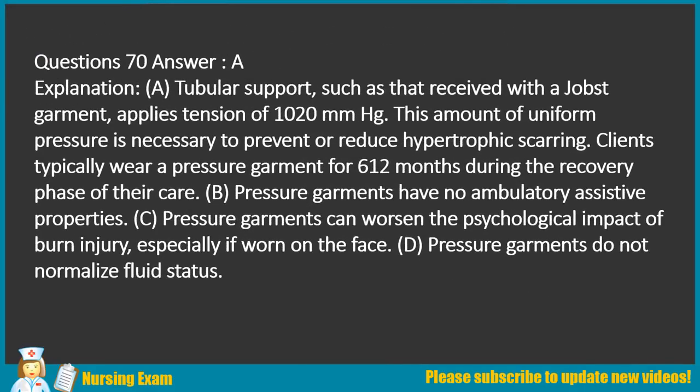Question 70 Answer, A. Explanation. A. Tubular support, such as that received with a Jobst garment, applies tension of 10 to 20 mm Hg. This amount of uniform pressure is necessary to prevent or reduce hypertrophic scarring. Clients typically wear a pressure garment for 6 to 12 months during the recovery phase of their care.